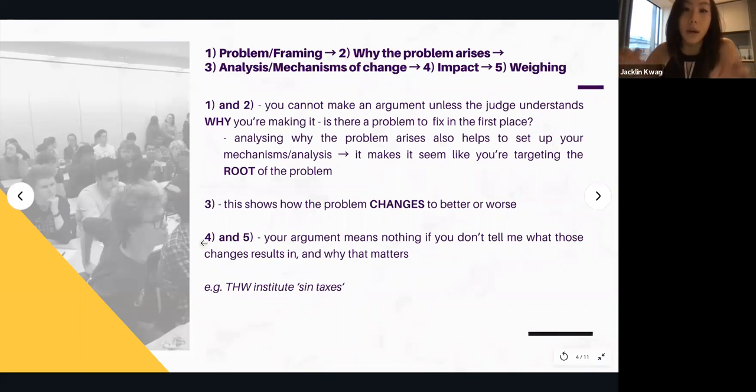And then of course, the ending: your argument doesn't mean anything unless you tell me what the changes result in and why that matters. So for example, this house would institute syntaxes.